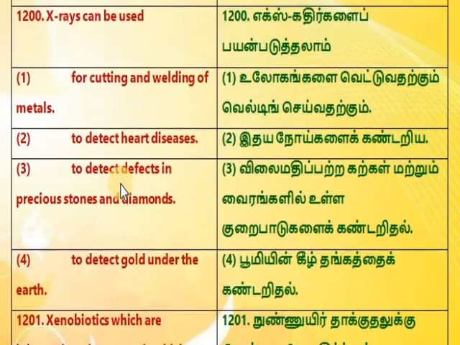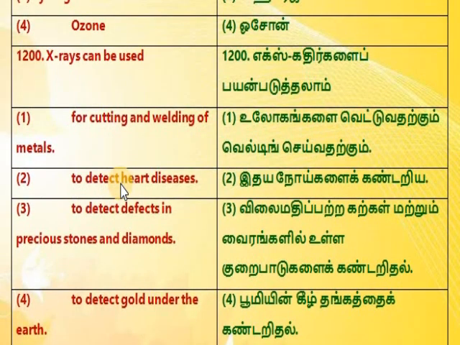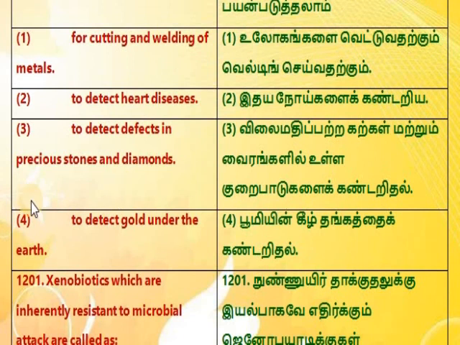1200. X-rays can be used: 1. For cutting and welding of metals, 2. To detect heart diseases, 3. To detect defects in precious stones and diamonds, 4. To detect gold under the earth.